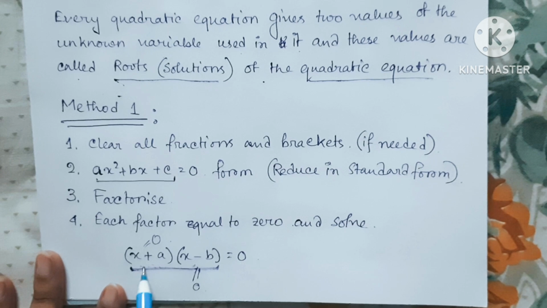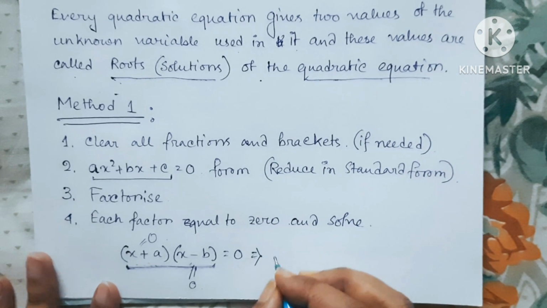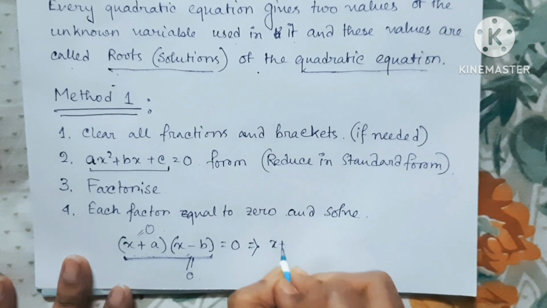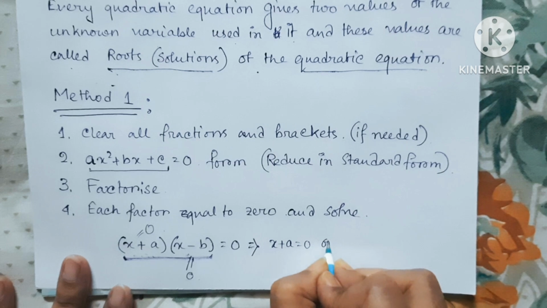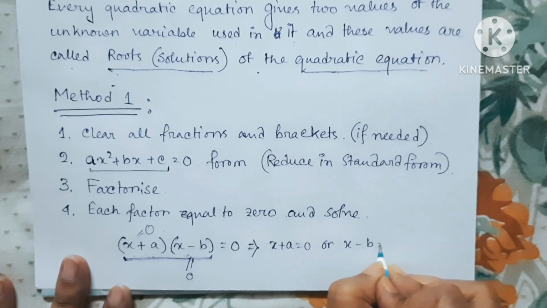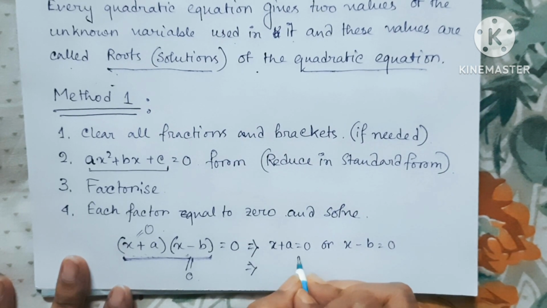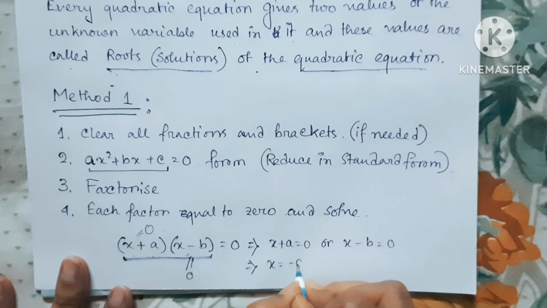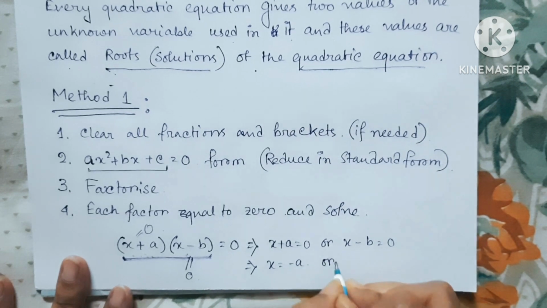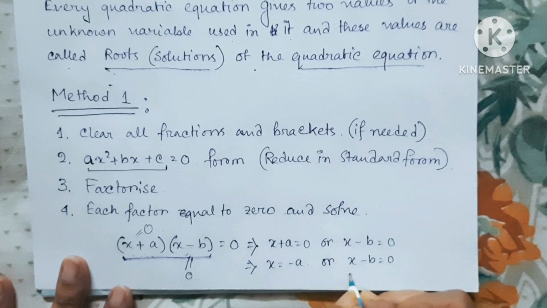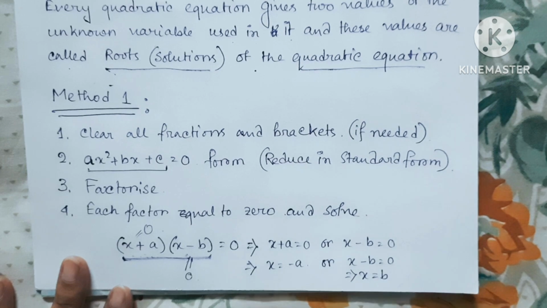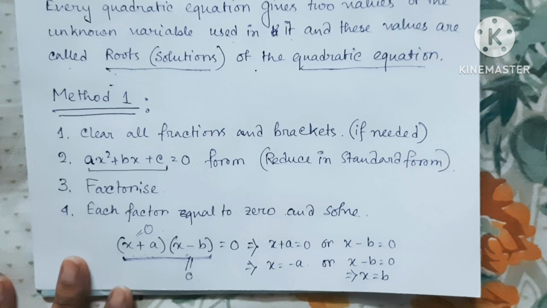Okay, so from here you can say x plus a equal to 0 or x minus b equal to 0. Now x plus a equal to 0 gives you x equal to minus a, or x minus b equal to 0 gives you x equal to b. Okay, understood? So that is called the zero product rule. Now we will use this method to solve some quadratic equations.